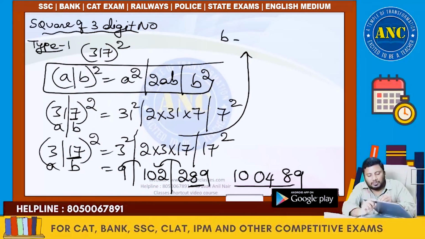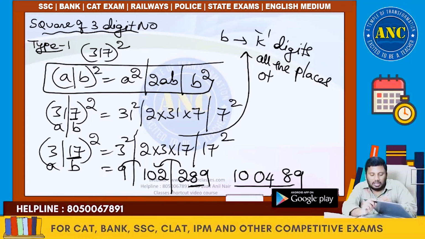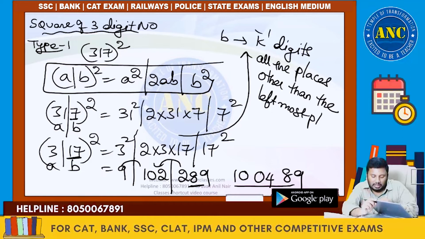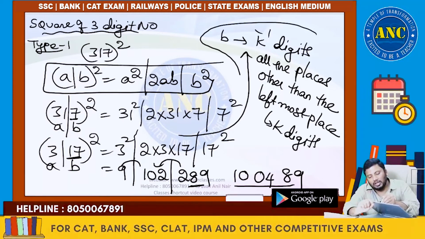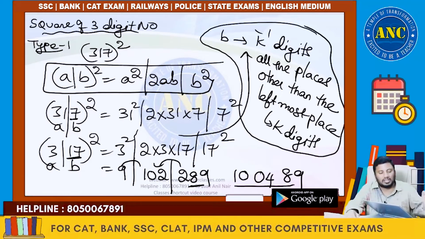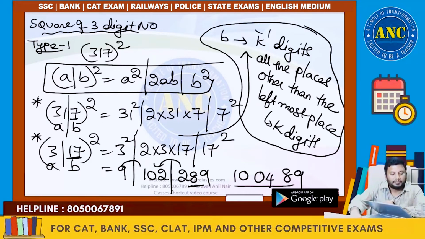Please write down this point. If b takes k digits, all the places other than the leftmost place will have k digits. That is because you write it as 3 into 100 plus 17 square. Zeros will be there at the end. Please write down. Either you can use this method or you can use that method.